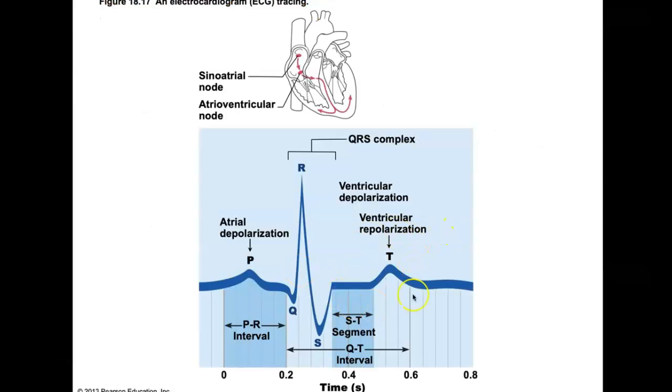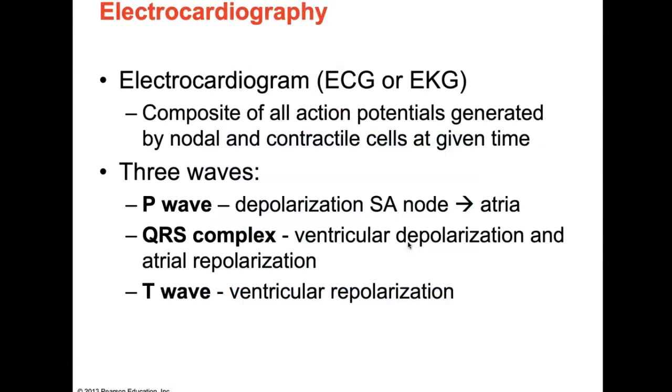And then the last wave that we see is known as the T wave, which is ventricular repolarization. At this time, we note on the ECG that the ventricles are in a relaxed state.